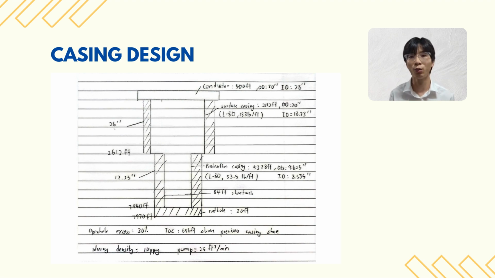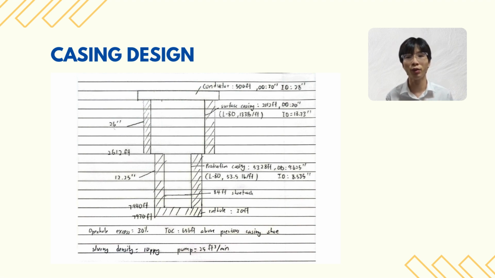After that, we have our production casing, since we do not have any intermediate casing. The bit size we are going to use is 12.25 inch. For our production casing, we are also using the same grade, L80, but the nominal weight is about 53.5 pounds per foot. The outer diameter of the production casing is 9.625 inch, and the inner diameter is 8.535 inch. After that, we have the last part of our well, which is the rat hole, which is 30 feet. We also have a shoe track of 2 joints of R3, which is about 84 feet.